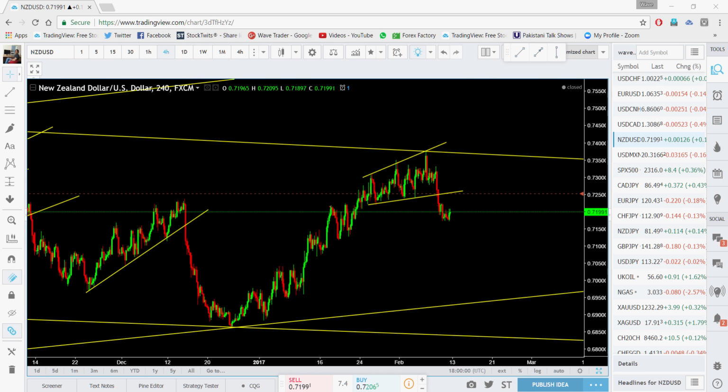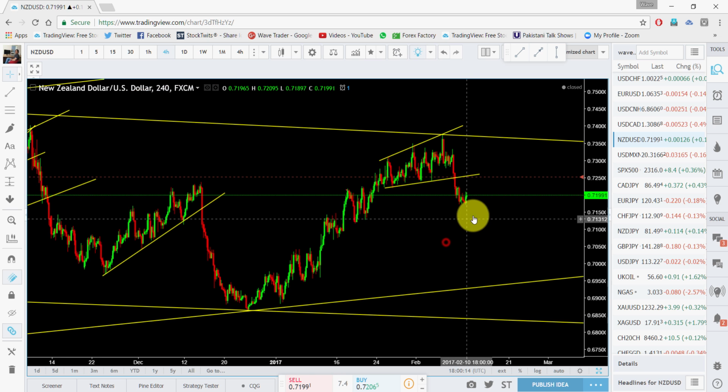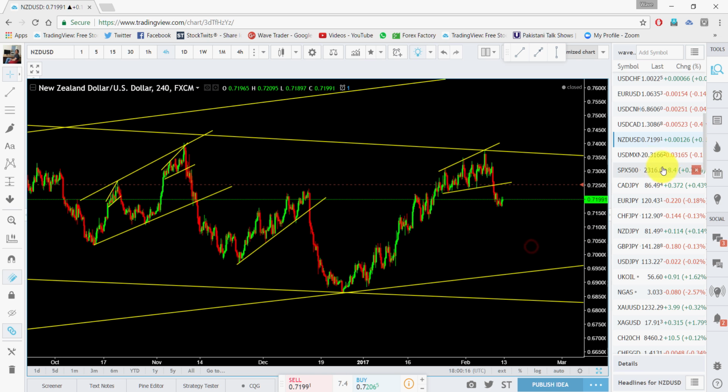So it can test the top again. All right, so impulse is over there. You need to wait for the flag. If a flag emerges over there, you can track on lower time frame, then look for sell based on risk taking entry.